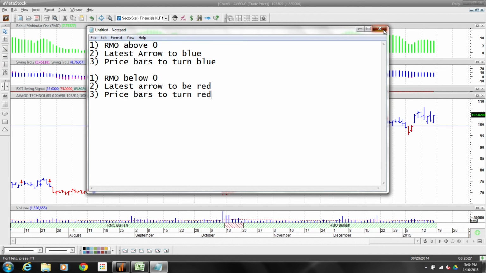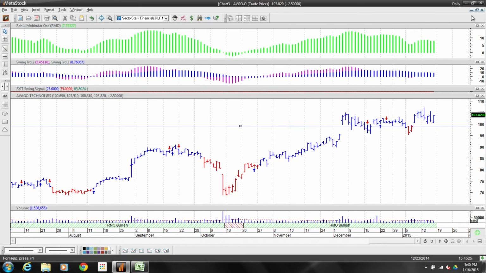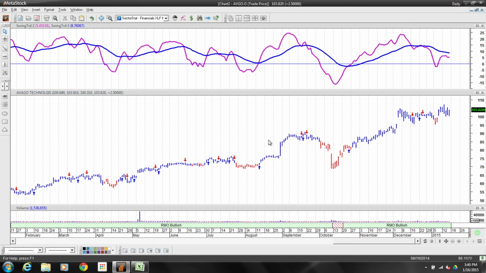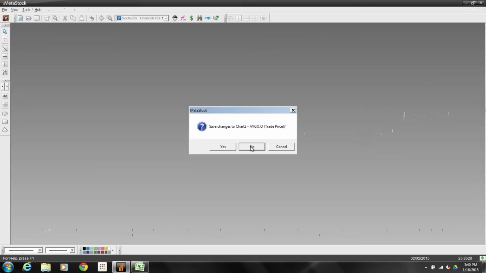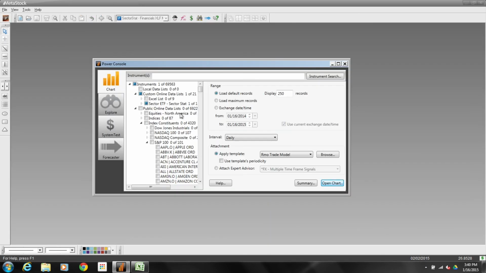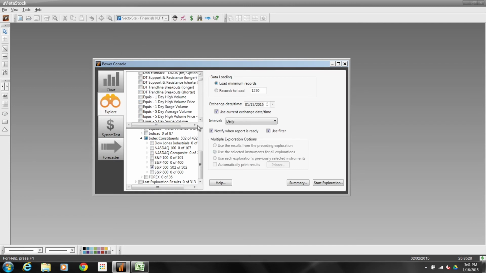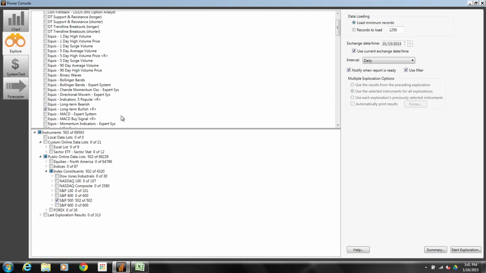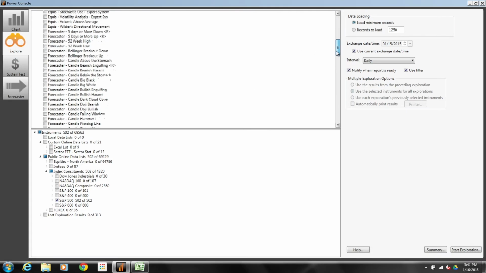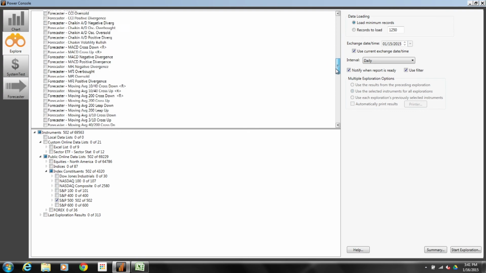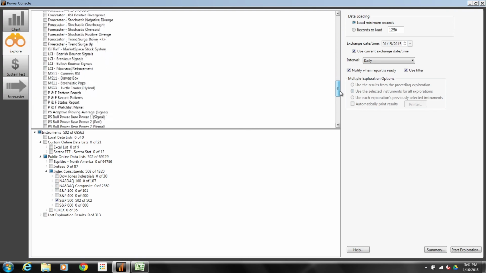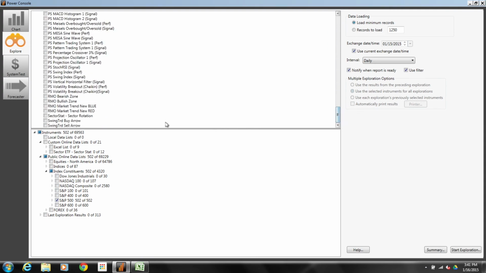Okay, so let's go ahead and talk about scanning the market using the RMO. Let's go ahead and close our charts here. Now the RMO is actually great because what you can do is you can divide the scan up to identify portions. So if you just want a list of stocks that are above the 0 line on the RMO, or that are new price bars, or that are generating signals. So there's a number of different things.